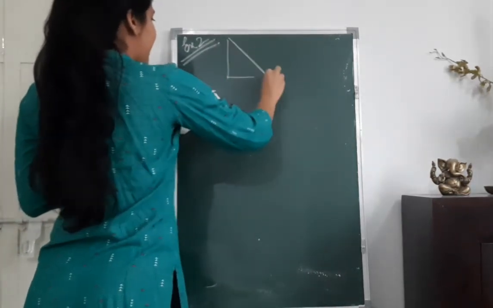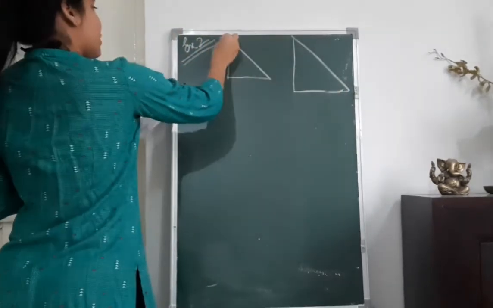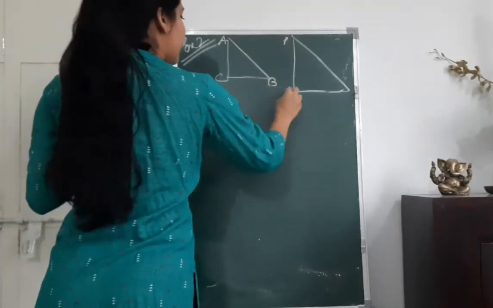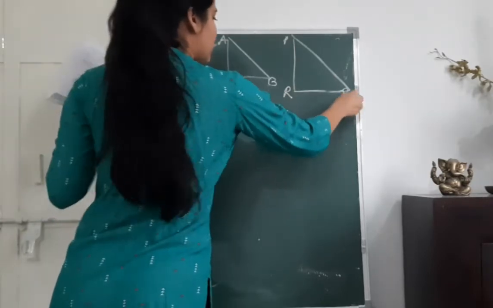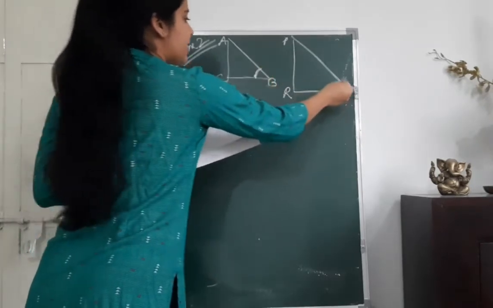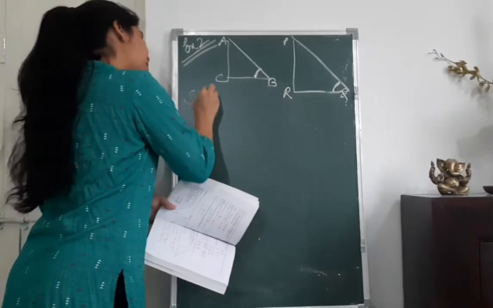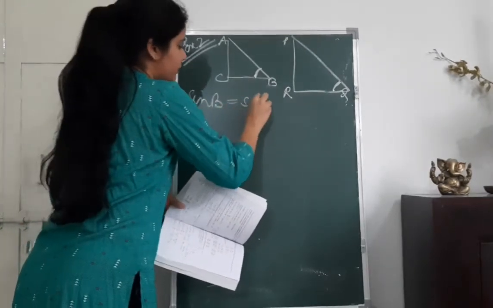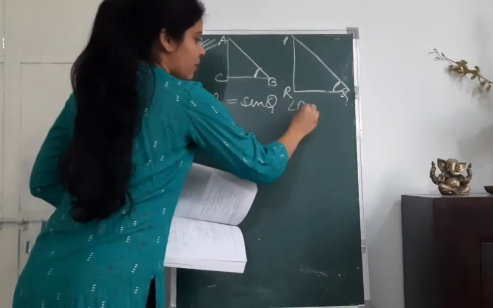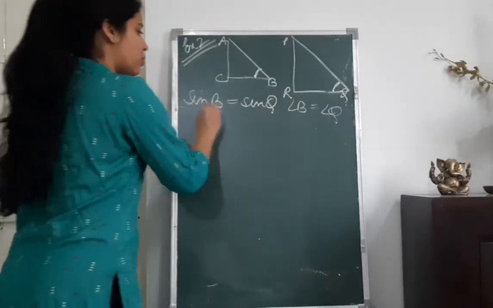There is this one triangle and another triangle. A, C, B. This is P, R and Q. Now they are saying this is angle B and this is angle Q. And these both are acute angles such that sin B is equal to sin Q. And what I have to prove? I have to prove that angle B is equal to angle Q. So let's see how we are going to do this.